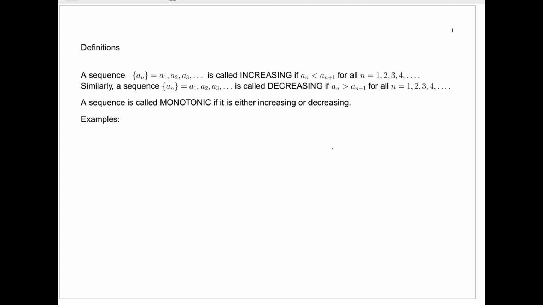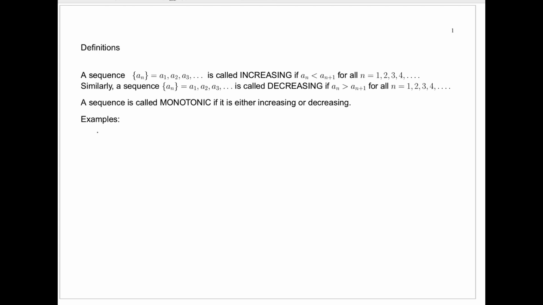Here's our first definition. A sequence, a sub n, is called increasing if a sub n is less than a sub n plus 1 for all n equals 1, 2, 3, 4, etc. What that means is each term is bigger than the previous term. Similarly, a sequence a sub n is called decreasing if a sub n is greater than a sub n plus 1 for all n equals 1, 2, 3, 4, etc. That means each term is smaller than the previous term. We call a sequence monotonic if it's either an increasing sequence or a decreasing sequence.